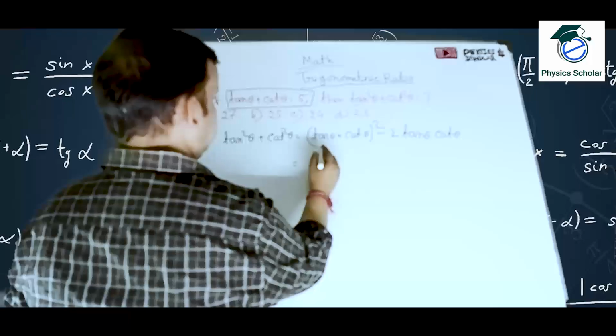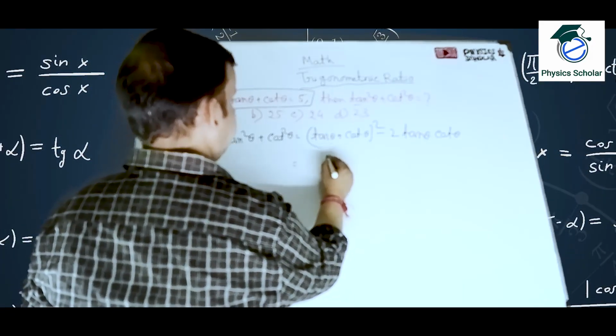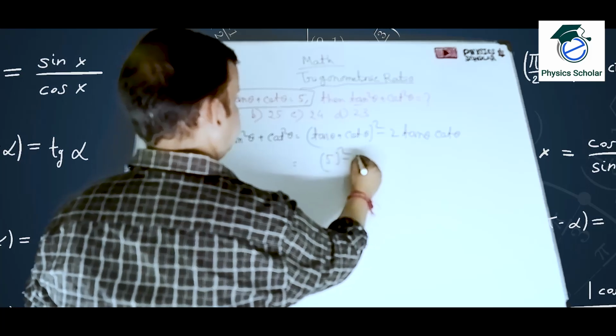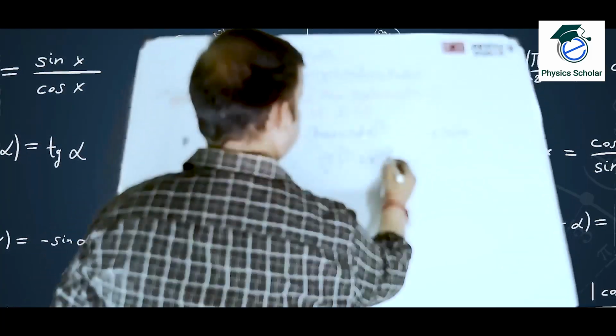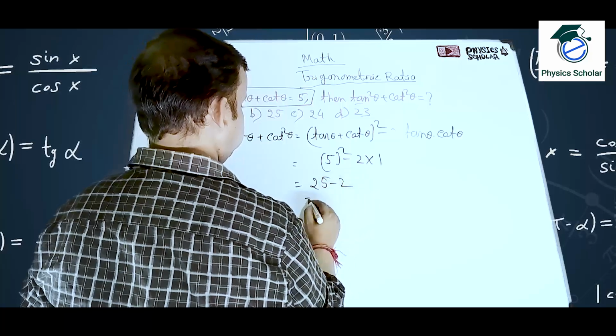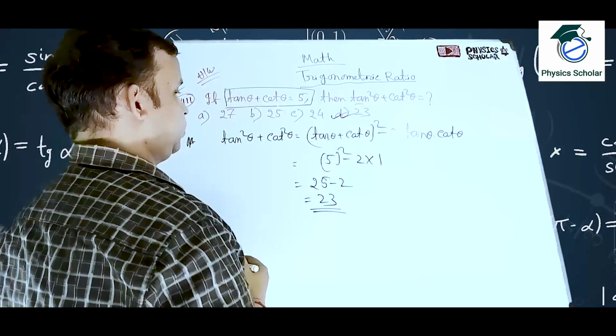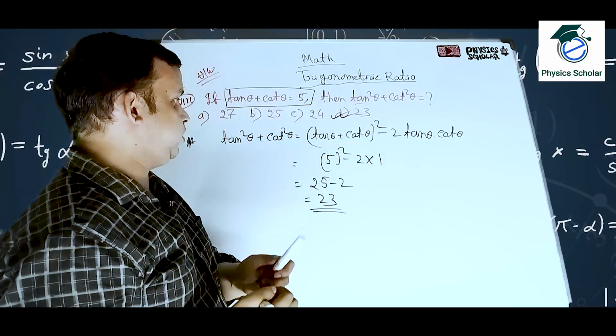Clear? So tan theta plus cot theta means 5 square minus 2 into tan theta into cot theta, which is 1. So 25 minus 2 is equal to 23. So option number D will be correct. Clear? So 23 is correct.